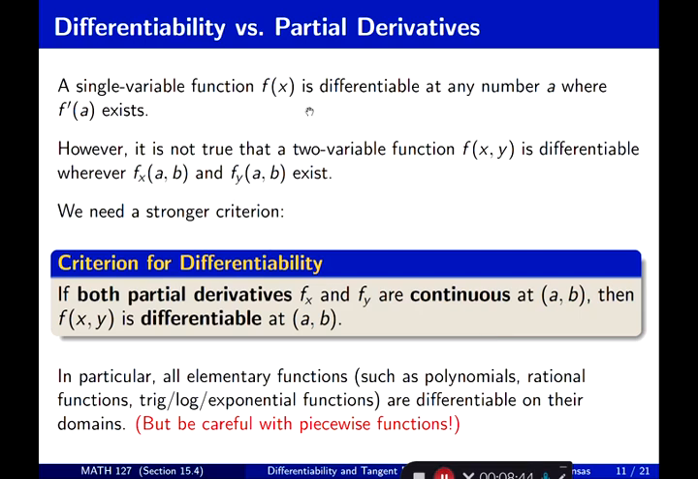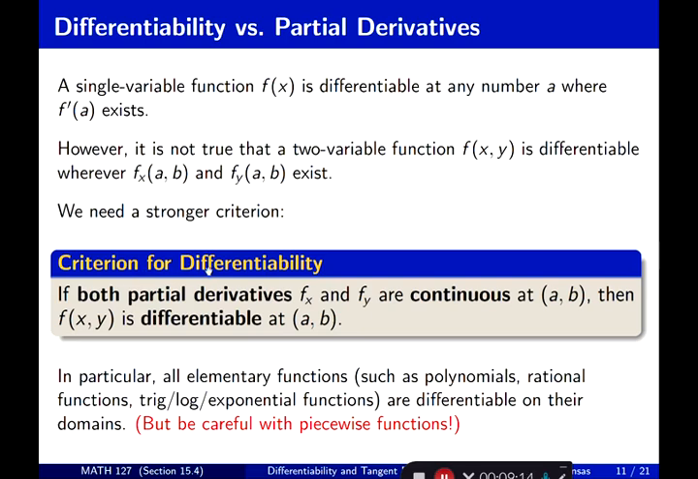Calculus of one variable: if f prime exists, then the function is differentiable. Calculus of multivariable: if f of x and y is differentiable, then f sub x and f sub y exist. But the other way around is not enough, basically.